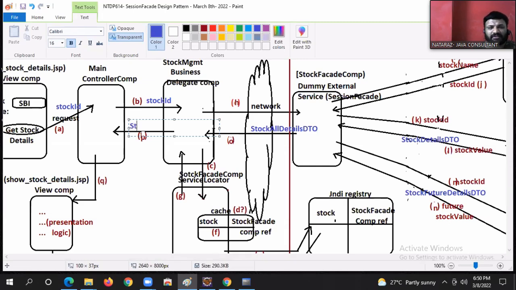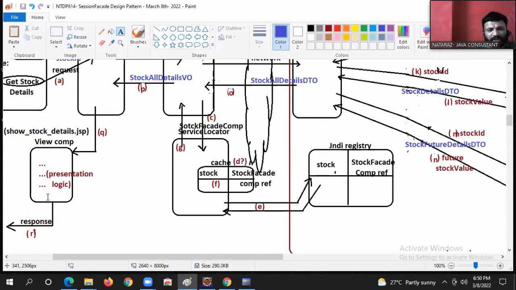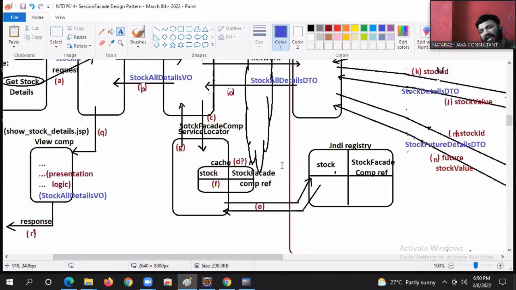Tell me, guys, stock details DTO. If you want, you can convert it into a VO also. Stock all details VO. They come here also, as scope data, we will get what? Stock all details VO. I think you got the complete idea about the application that we are planning to develop, guys. You enjoyed the diagram.